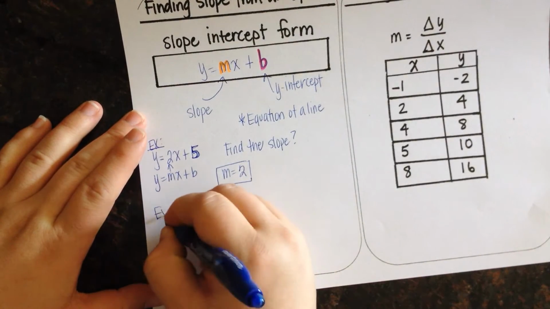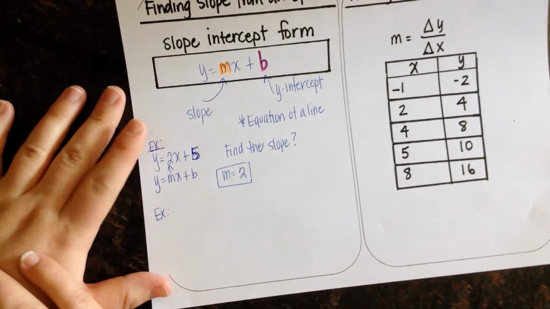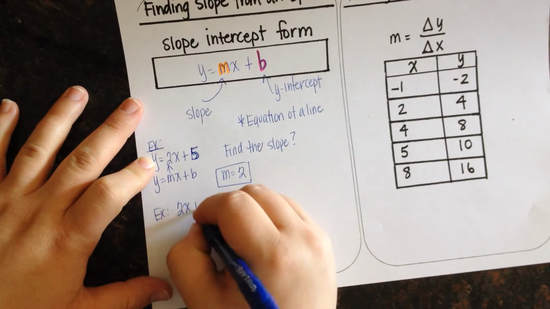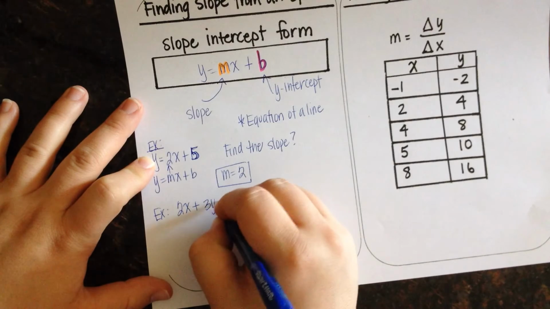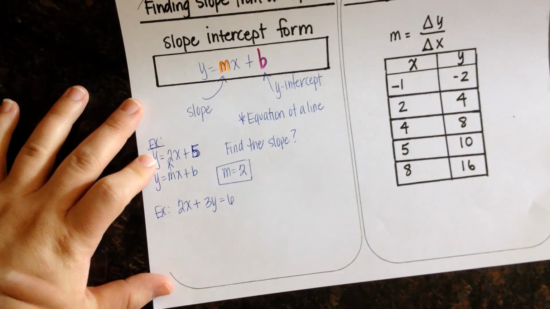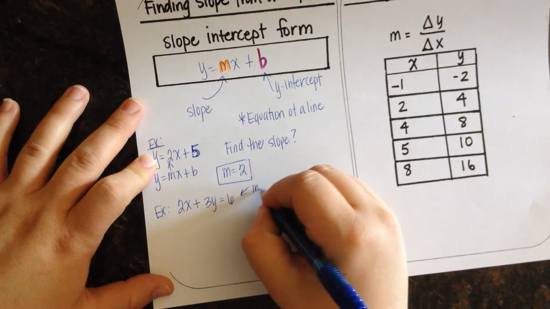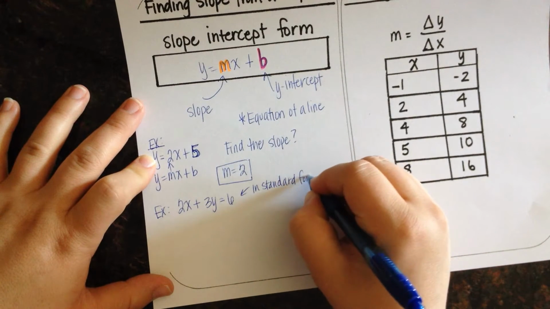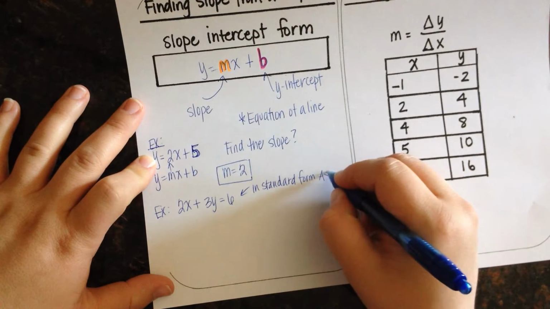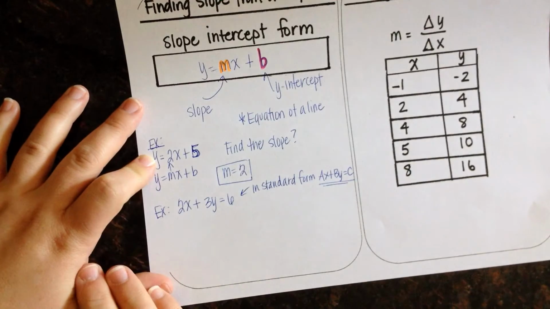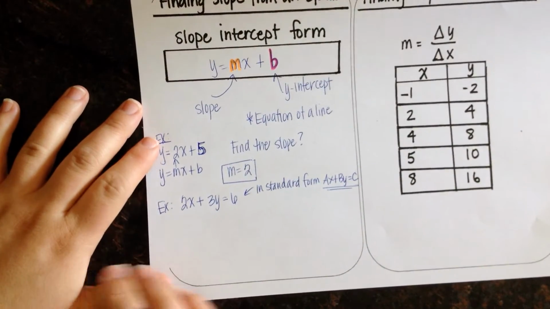What if I don't give you an equation in slope-intercept form? So for example, if I give you something in standard form, okay, 2x plus 3y equals 6. This is in standard form. Remember, standard form is ax plus by equals c. You'll need to know both of those equations.